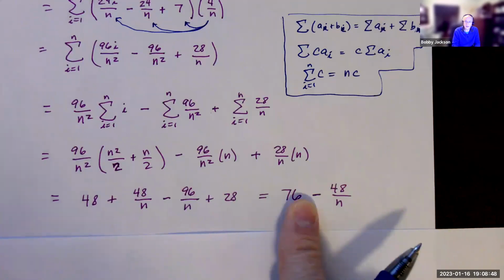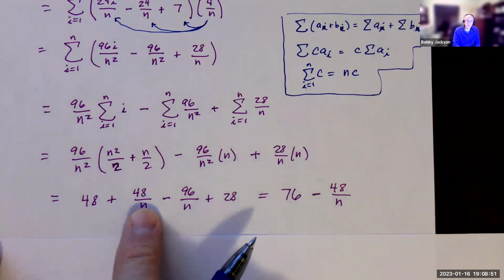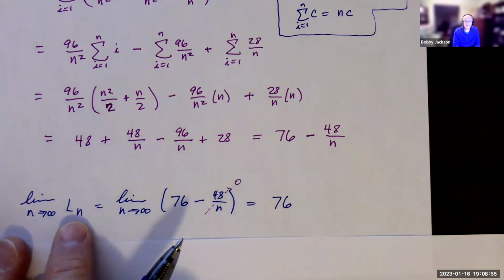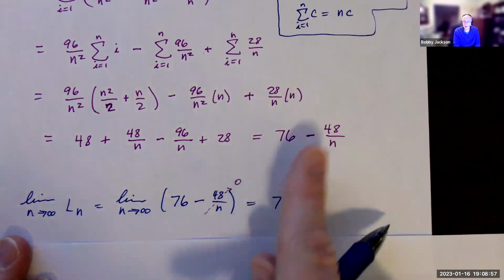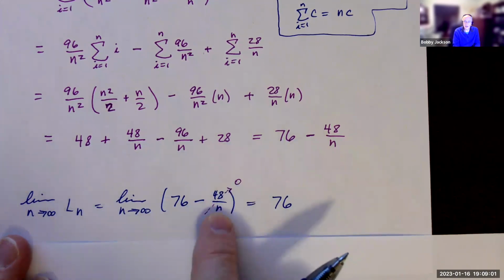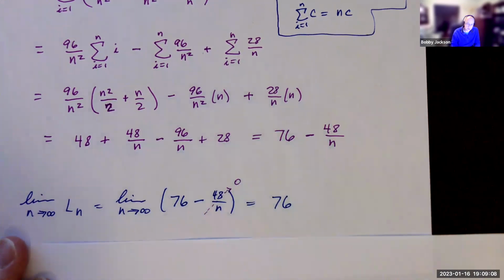So very nice. But now what the question is, right? What is the limit as n goes to infinity of this thing, right? Well, just plugging that in, we know the 48 over n as n goes to infinity is going to 0 because the n gets bigger and bigger and bigger, much bigger than the 48, so that ratio is going to 0, and we're left with 76. So there's the answer, 76.